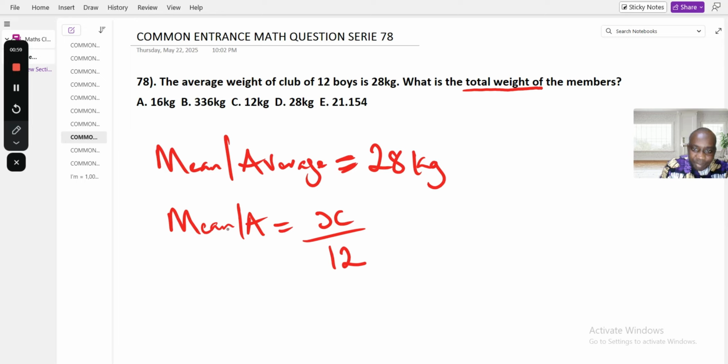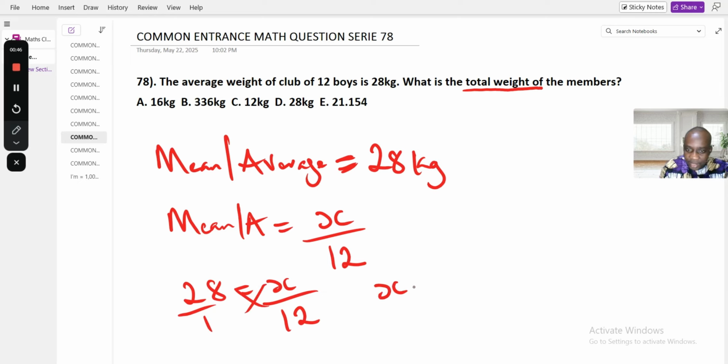Now the average, the mean, is 28. The question has given us that one. You replace that by 28 equals x over 12. Cross multiply. X times 1 is x. 28 multiplied by 12. That's the way we get our answer, because the average for each boy is 28 kilogram. For each boy to weigh 28 kilogram, it means that for the total of the 12 boys, you are going to multiply them by 28. Now let me multiply at the top here so that we have enough space.